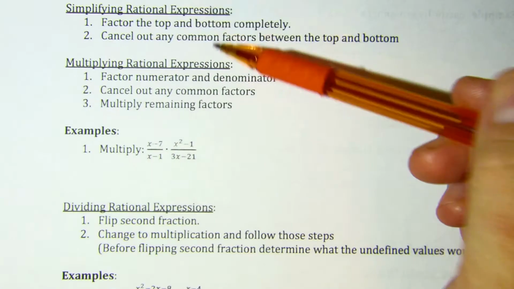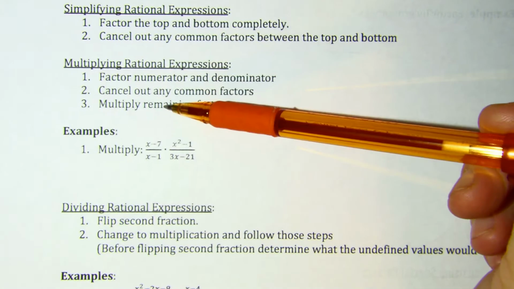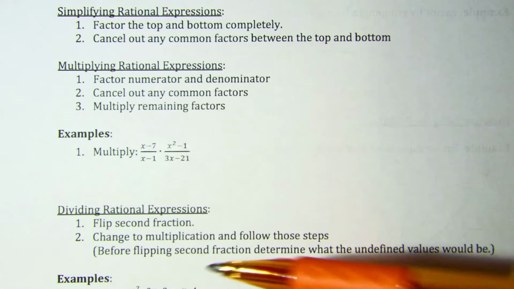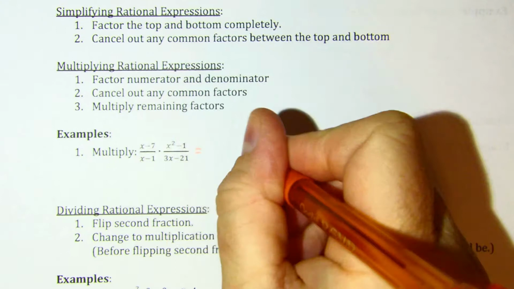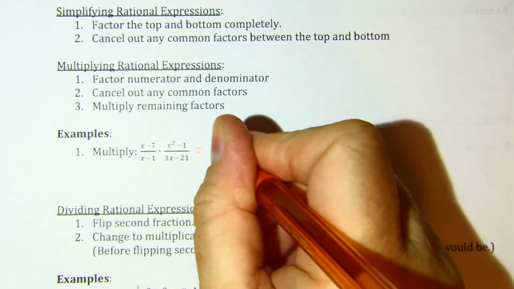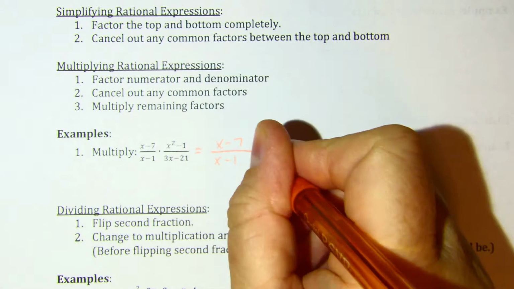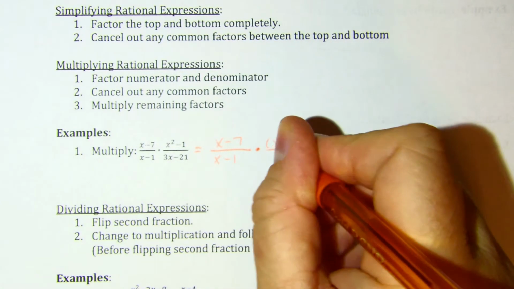Let's do some examples. These are the directions for simplifying rational expressions. Multiplying rational expressions, we always want to factor the numerator and denominator, cancel out common factors, and then multiply the remaining factors. So the first fraction here, there's nothing for me to factor or anything. The second one, I can factor the top.